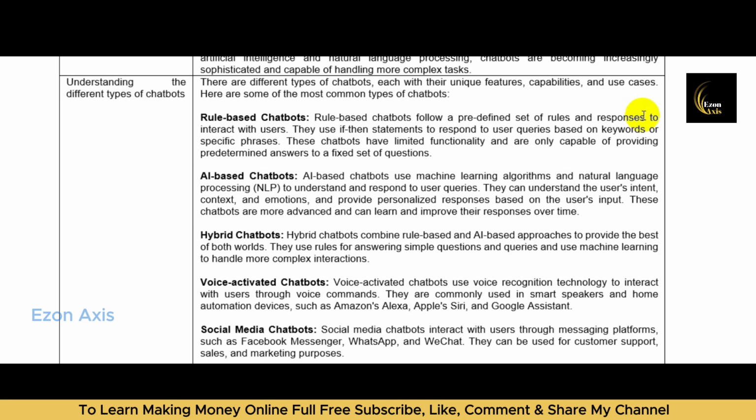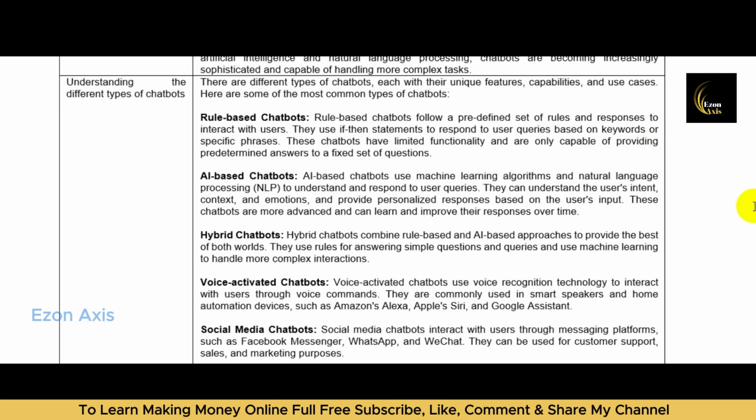So first, rule-based chatbots. Rule-based chatbots follow a predefined set of rules and responses to interact with users. They use if-then statements to respond to queries based on keywords or specific phrases. These chatbots have limited functionality and are only capable of providing predetermined answers to a fixed set of questions.